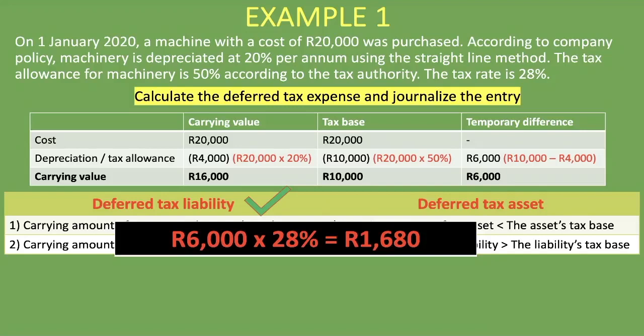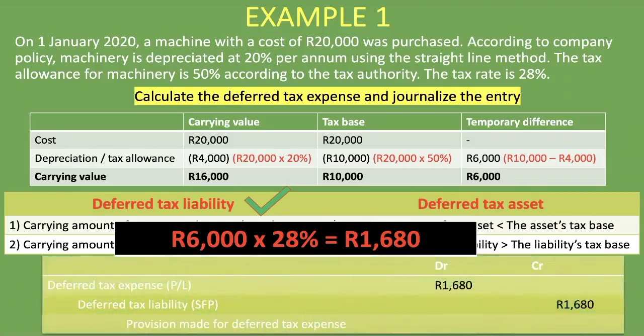So what is our journal entry for this? Well, the journal entry is going to be debiting our deferred tax expense, that is in the profit or loss, and then we credit our deferred tax liability that will go into the statement of financial position as a non-current liability. And we put in the amount there, 1,680, and then the narration there is provision made for deferred tax expense.